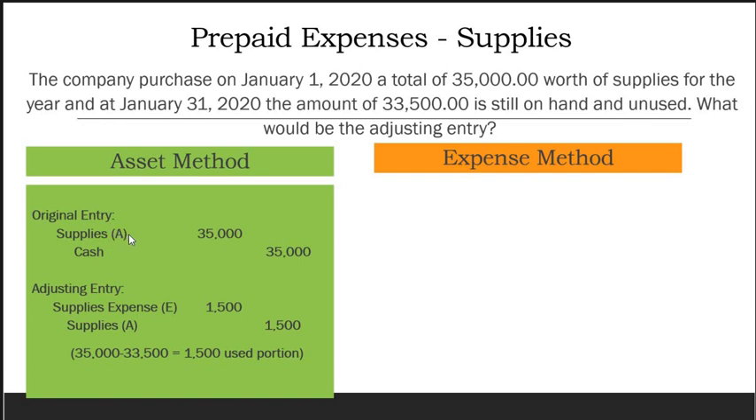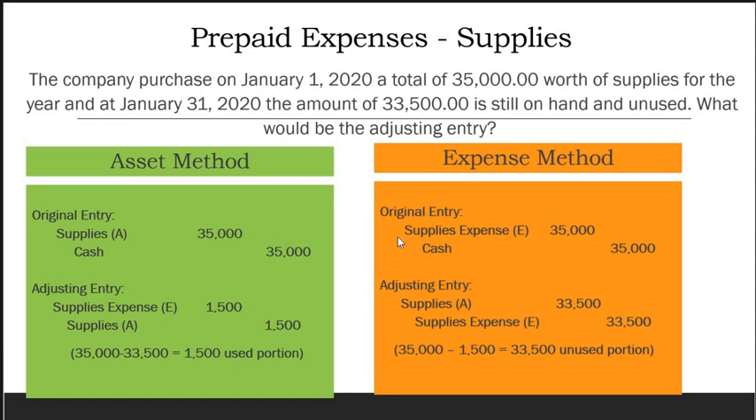So, take note, since we are using the asset method here, pag tayo ay nag-adjust, hanapin natin yung expired or used portion. Di ba sabi niya, 33,500 na lang yung natira. So, ibig sabihin, to get the consumed or the used portion, what you have to do is just deduct 33,500 from 35,000 so that you will get 1,500. This 1,500 should be recognized as an expense, specifically supplies expense. So, that's 1,500. And then, magka-credit tayo ng asset, which is supplies, 1,500.